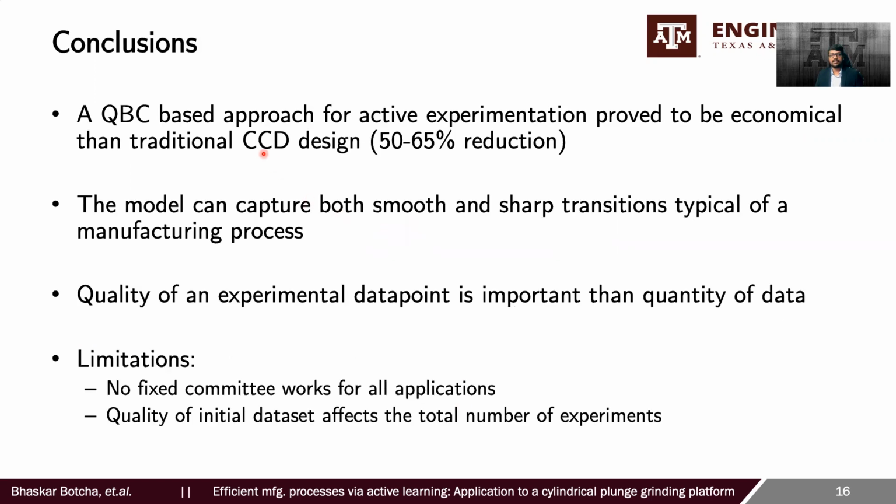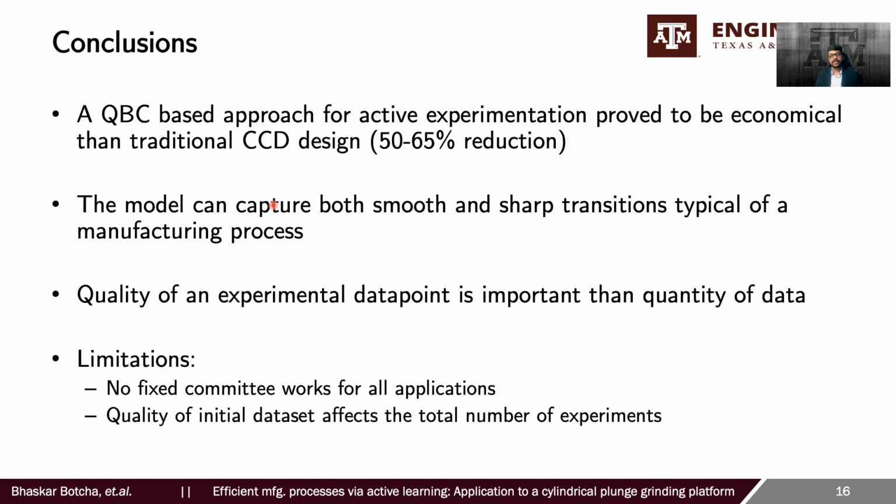In summary, we have demonstrated a QBC-based approach for active experimentation, and it proved to be economical, showing a 50 to 65% reduction in experimental cost. And the model can capture both smooth and sharp transitions typical of a manufacturing process. And we also discussed that the quality of an experimental data point is more important than quantity. And the quality is ensured by using a sequential experimental design.